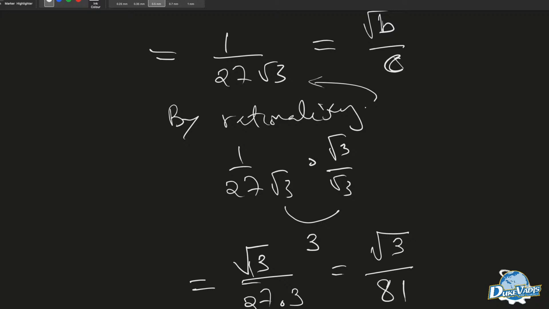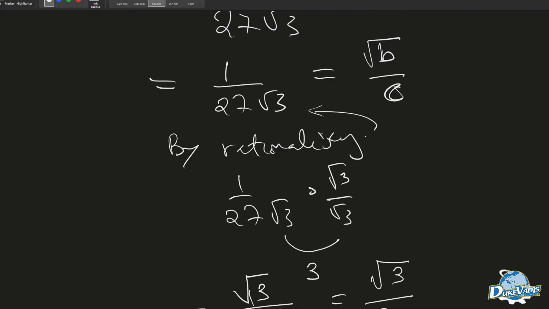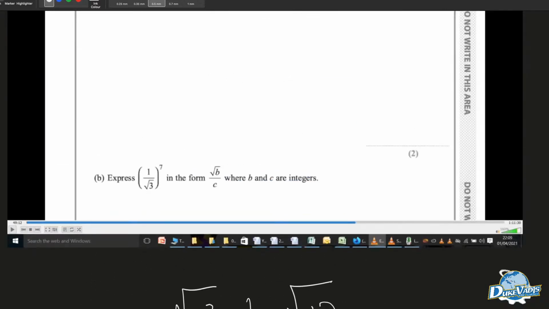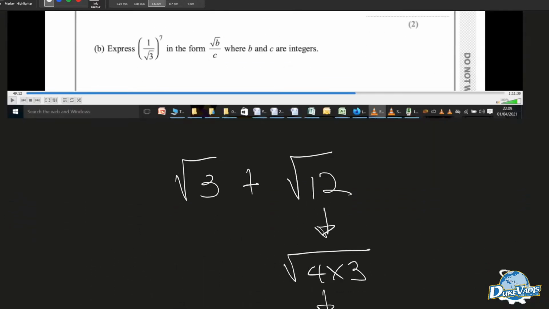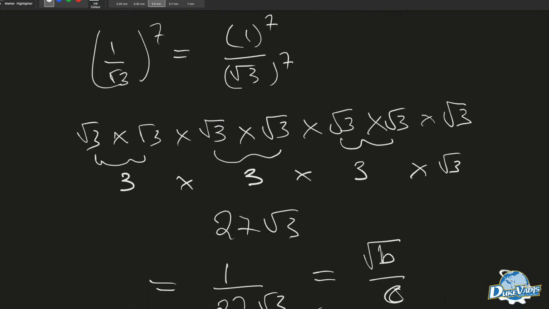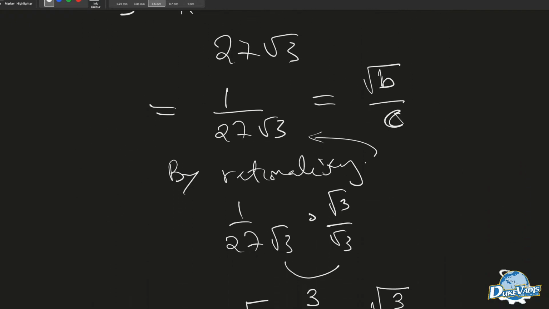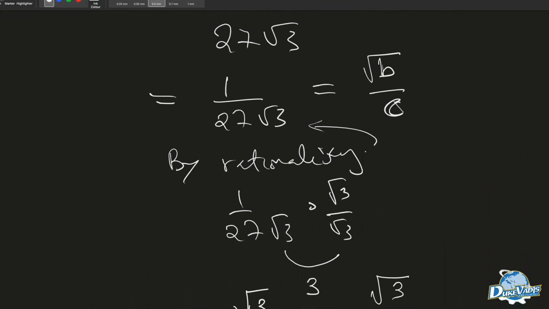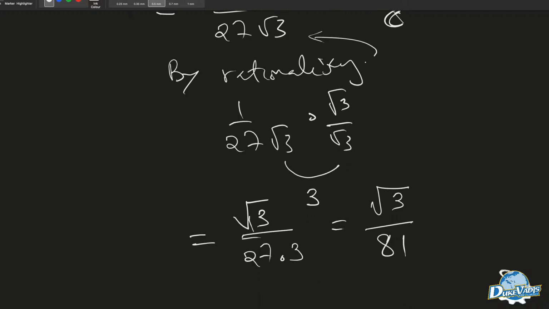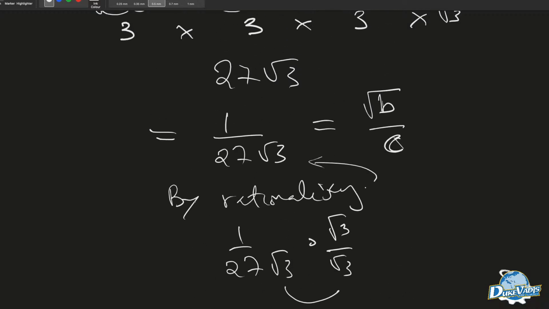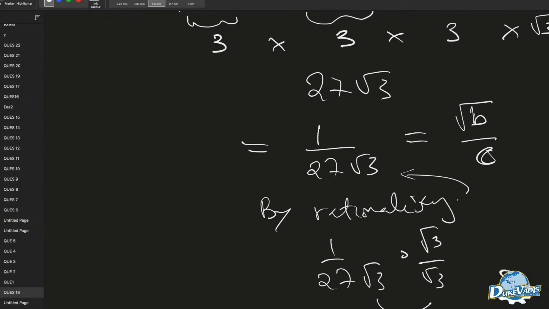So this is what the examiner wants us to do. As you can see, it says where B and C are integers. Yes, so B and C are integers. So we're done with question number 18. Let's go and tackle question number 19 as well. Let's see how we are gradually getting closer.